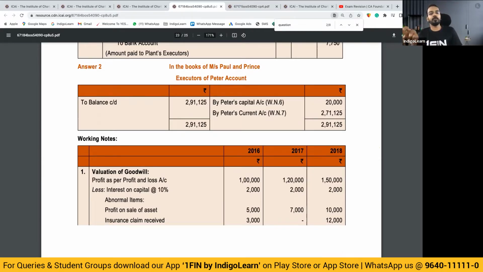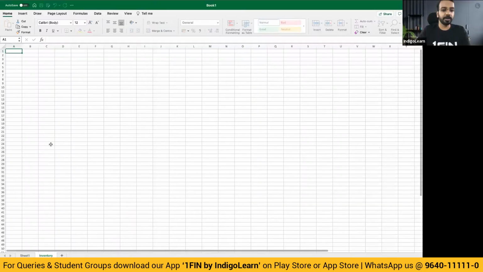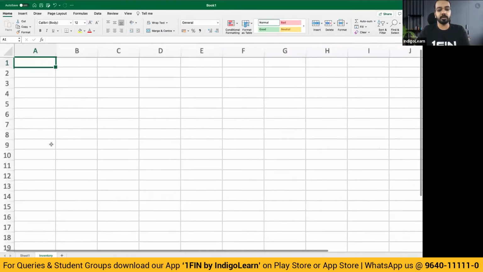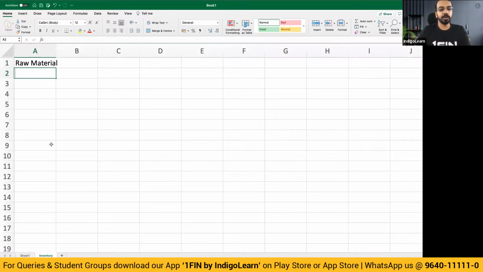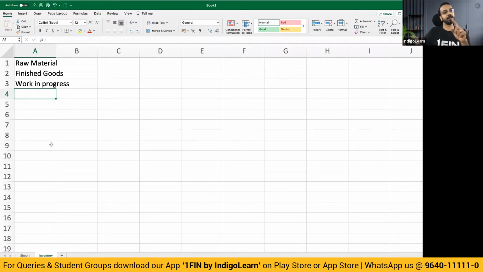More focus we would have on the other aspect where you want to move from the physical inventory to the inventory in the books. Now, when we talk about inventory, we generally have raw material, finished goods, and work in progress. These three are called inventory. We have an accounting standard. Which accounting standard covers inventory? AS2. Very important for you at CA Inter.